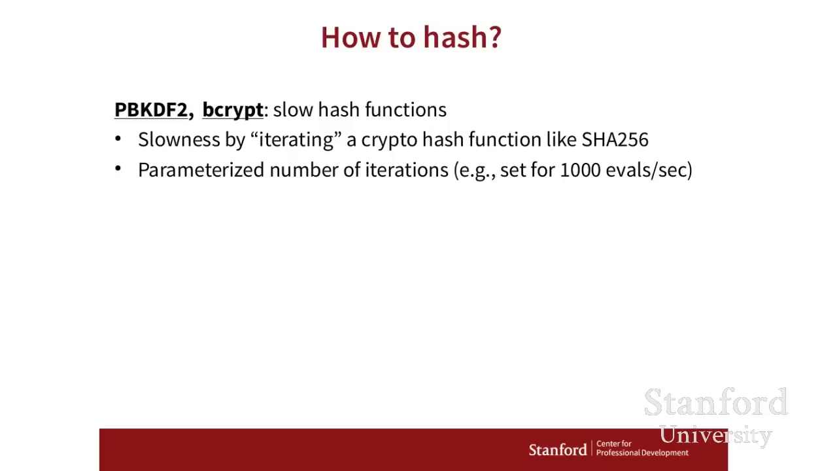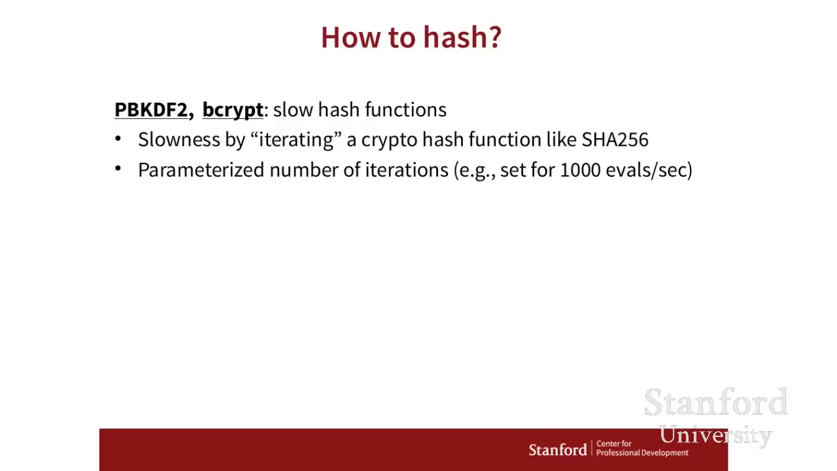So PBKDF2 is actually a standard that folks can use, and it's very, very commonly deployed. For example, Apple uses PBKDF2 in many of their products. The way PBKDF2 works is essentially it slows down the hash function by iterating a hash function over and over and over again, right?